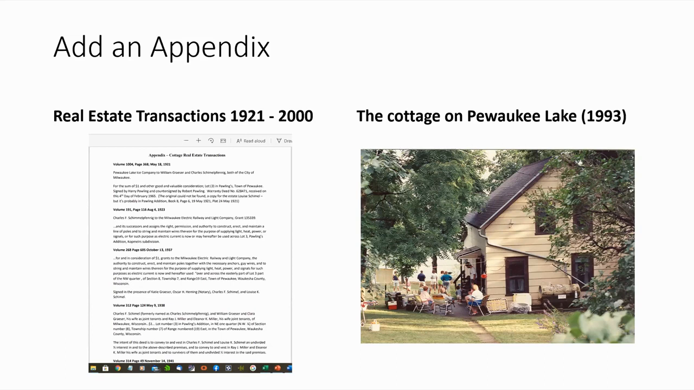They talk about things like in 1921 or 1923, they're going to put up poles for electricity someday. And it took till 1937 for them to actually get electricity, because they were in the town of Pewaukee and not in the village. And so this cottage was on the north side of Pewaukee Lake.